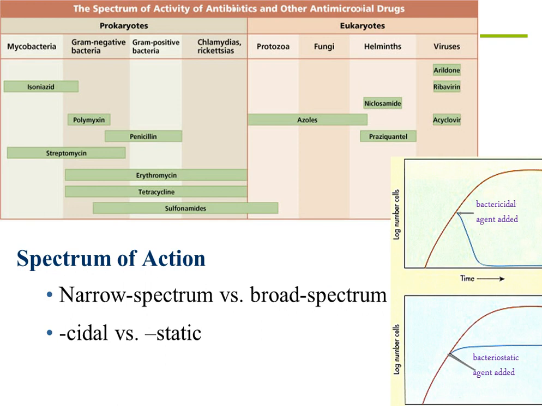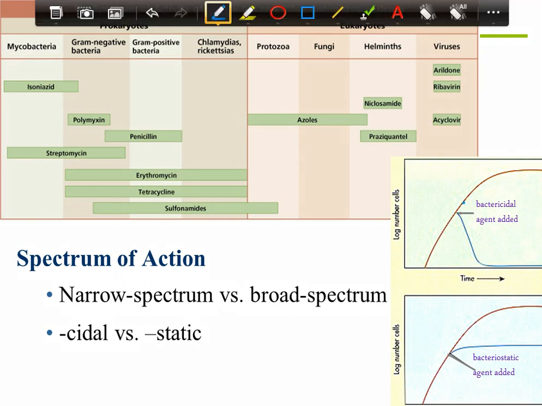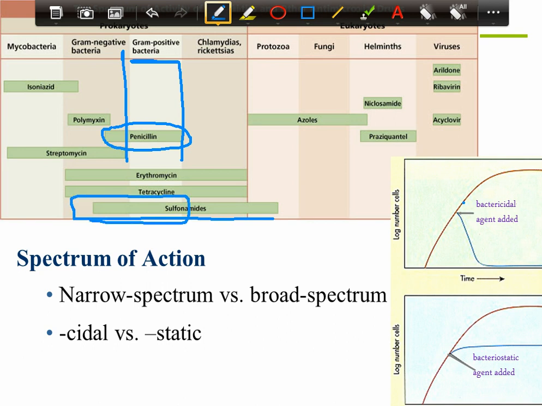So on this chart at the top, you see spectrum of activity. Notice that some drugs, like penicillin, are mainly used against gram-positive. That's their biggest group right there. Whereas the sulfonylamides, or the sulfa drugs, work across the gram-negatives into the gram-positives, into some of the other kind of weird bacteria like the chlamydia and the rickettsia, and sometimes even into protozoa.